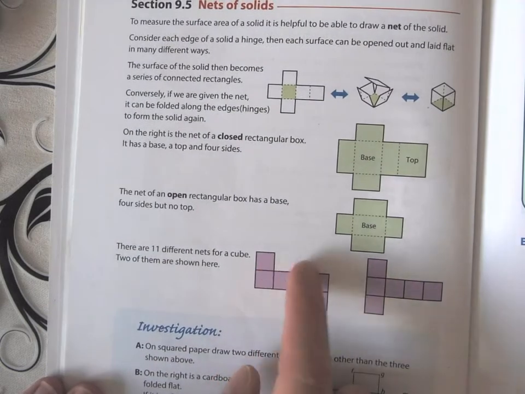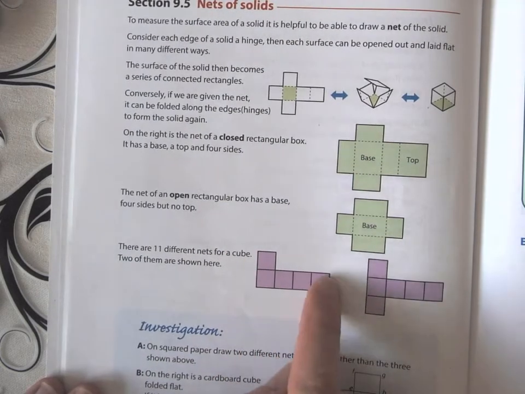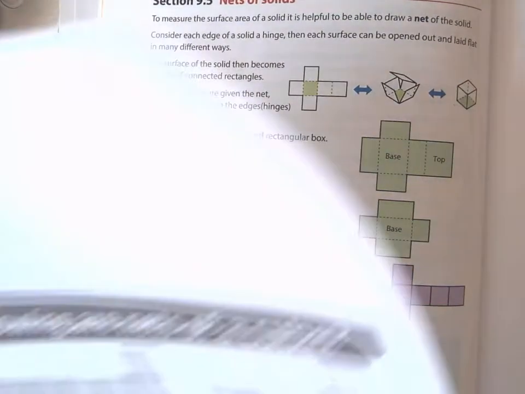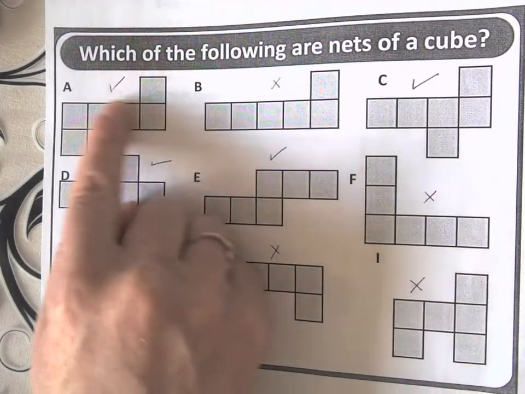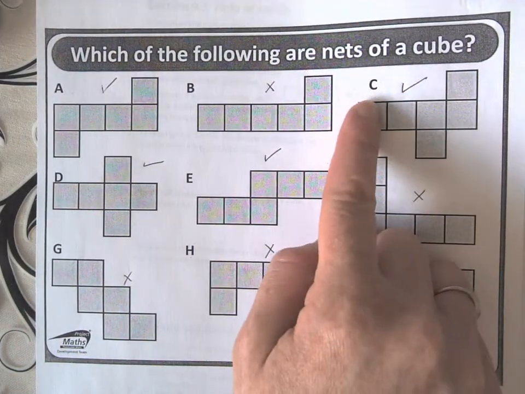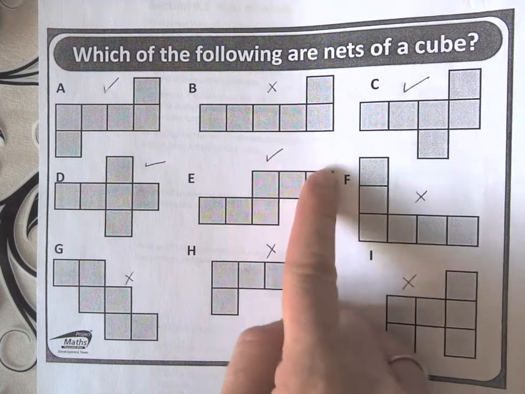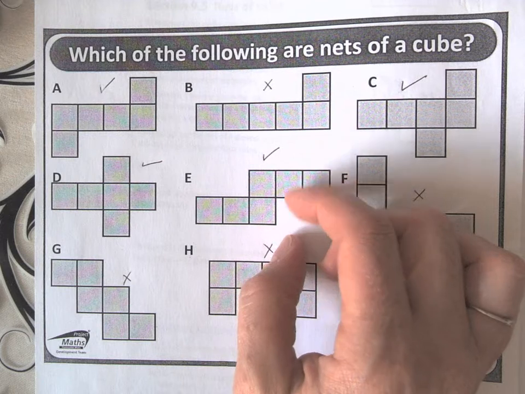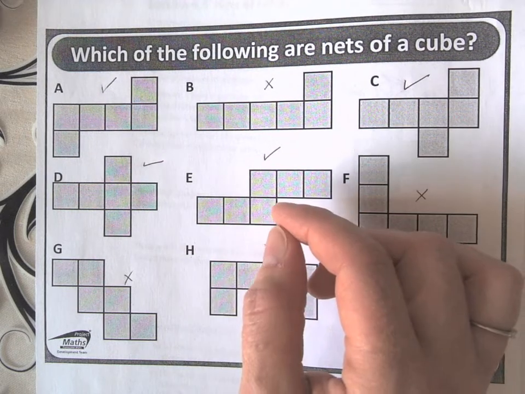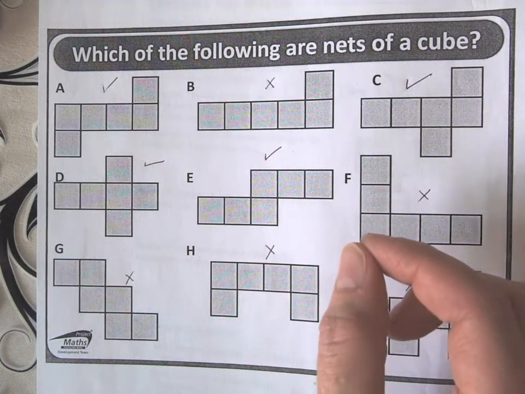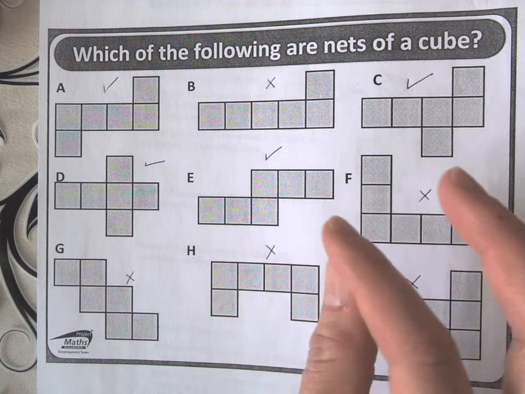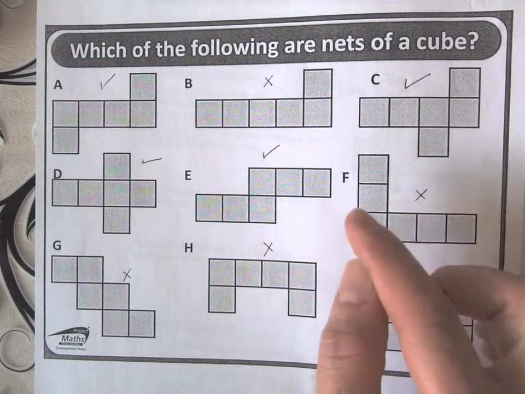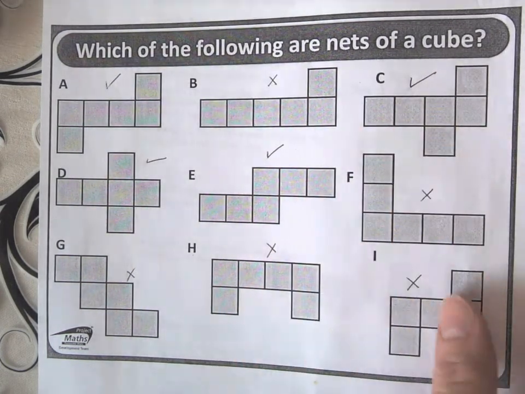Now there are 11 different nets of cubes. These are two of them, your T shape, and here are some more. So this is one, this isn't, this is one, this T is one, this is one, and they're not. So when you're given a picture, you need to imagine, if I fold this up and that goes around there and that goes around there, does it make a cube, or are any of the sides overlapping? If they overlap, then it's not a net. For example, this one, I'd fold this up, but then I have two on the top, so it can't be a net. So that's why some of them are and some of them aren't.